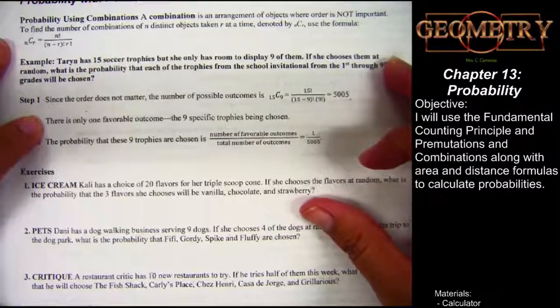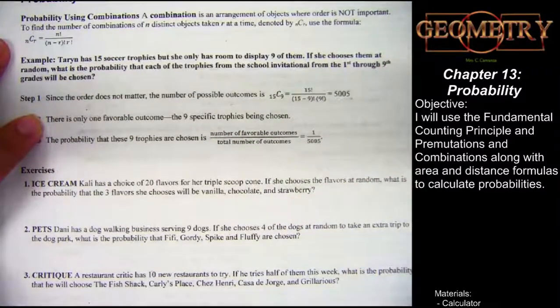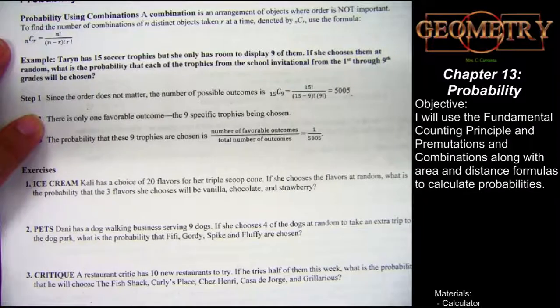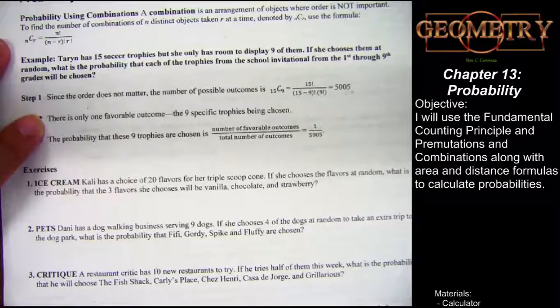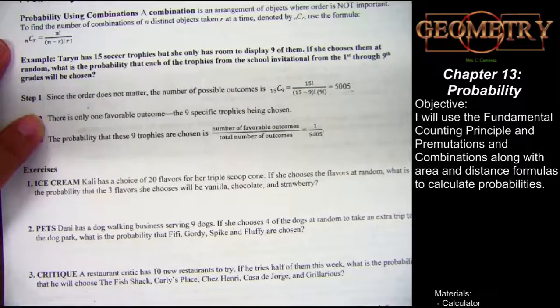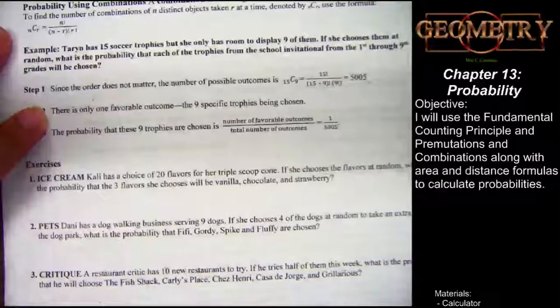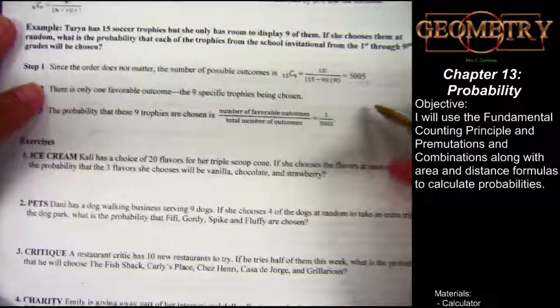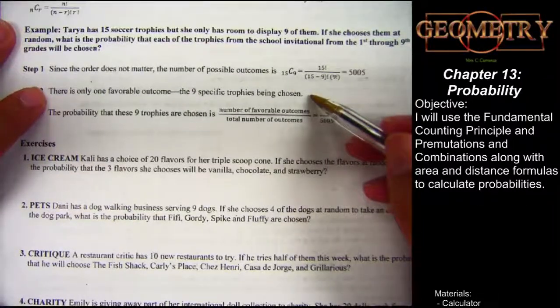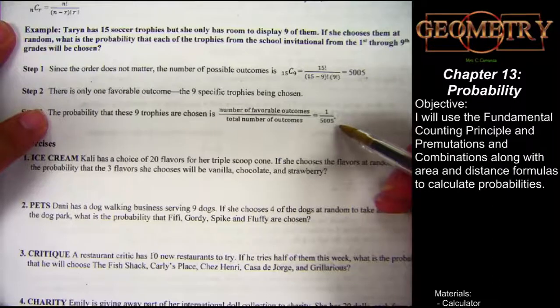Then we stop to think, how many favorable outcomes do we have? We really only have 1 shot at this. There's 1 combination that will be her 9 first years. We don't care what order they're in. We just care that it's 1, 2, 3, 4, 5, 6, 7, 8, 9 in some order. Because there's only one outcome where those 9 specific trophies are chosen, our probability that these 9 are chosen is 1 out of 5,005.